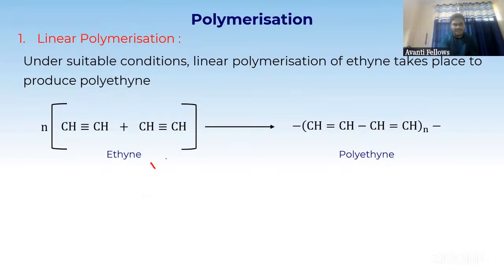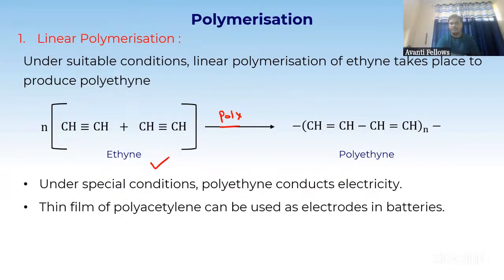Suppose if we have an ethyne, n number of ethyne if we have, हमारे पास मान लो बहुत सारे ethyne है, n number of. Now, जब इसका हमने पॉलीमराइजेशन किया, राइट, व्हेन वी पॉलीमराइज दिस, देन पॉलीइथाइन विल फॉर्म, ठीक है, पॉलीइथाइन विल फॉर्म. So under the special condition, polyethyne conducts electricity and the thin film of polyacetylene can be used as an electrode in the battery as well.